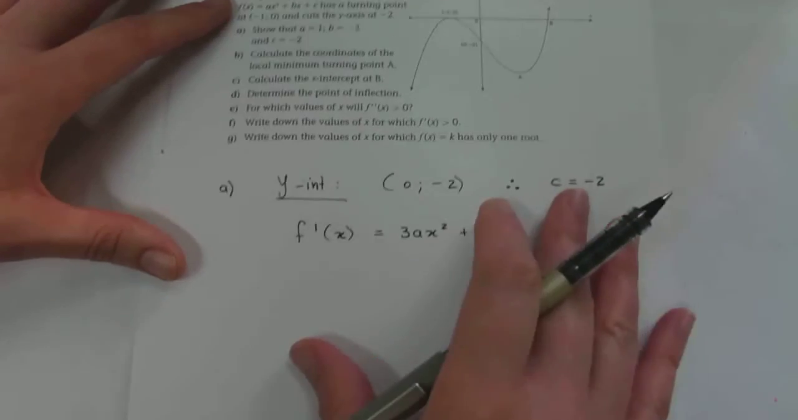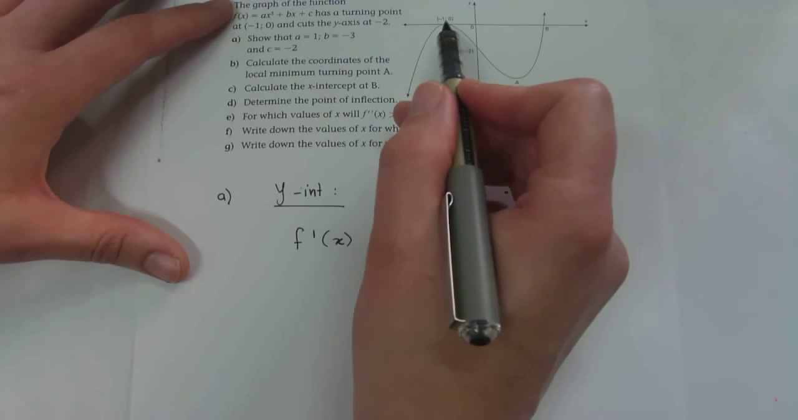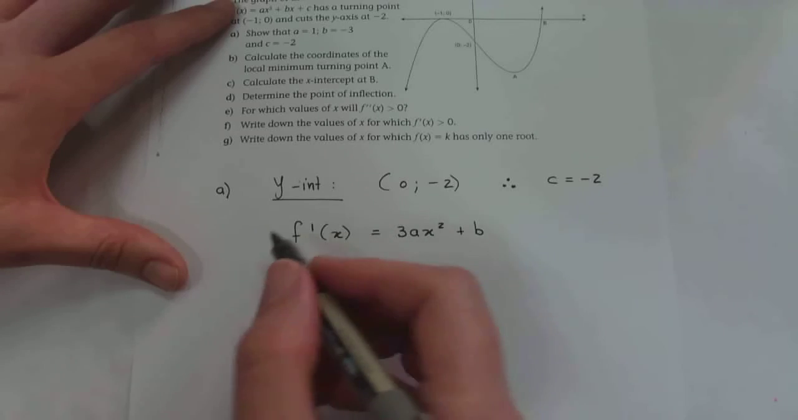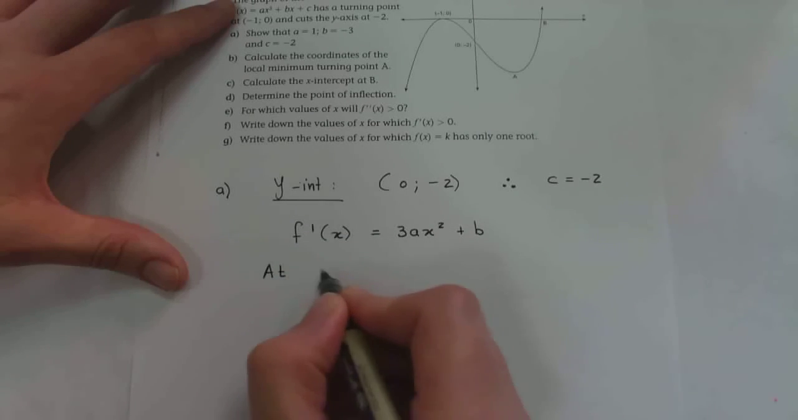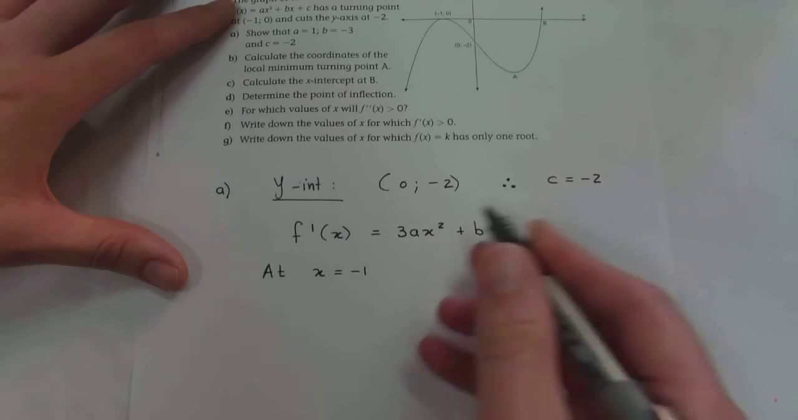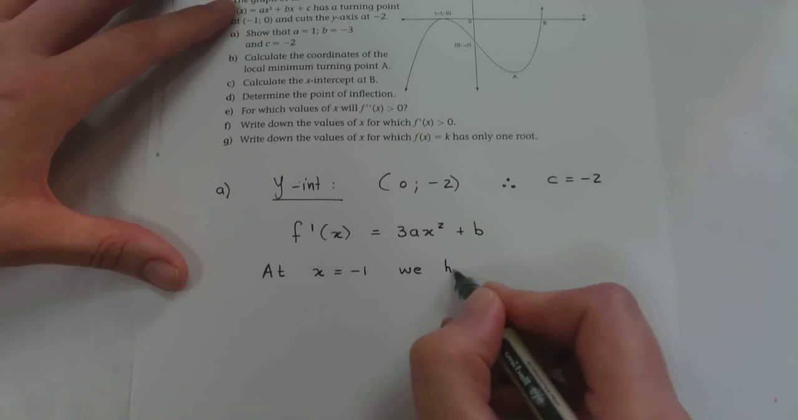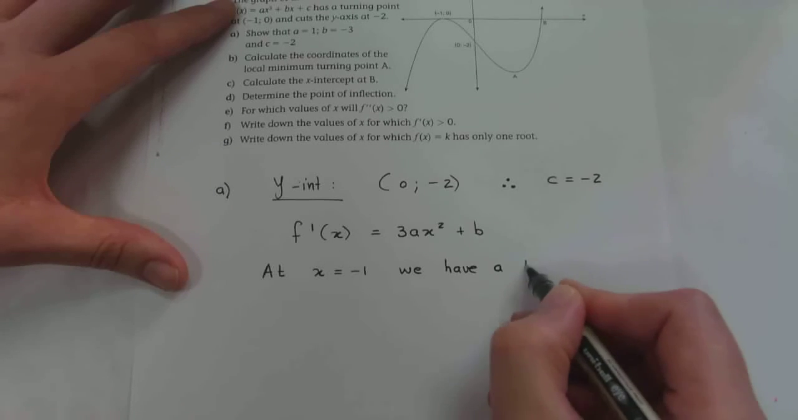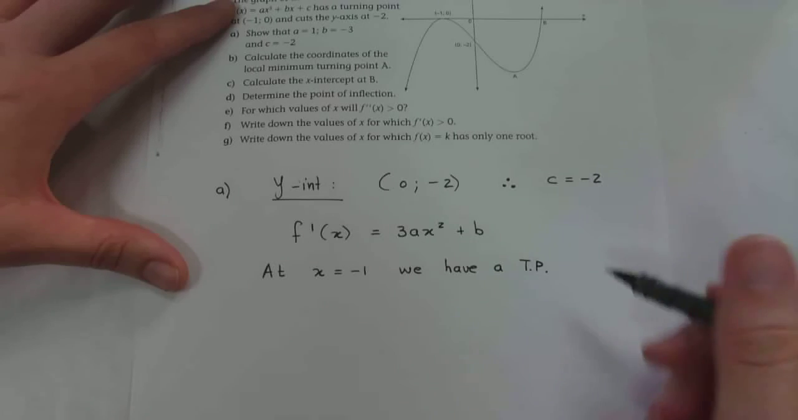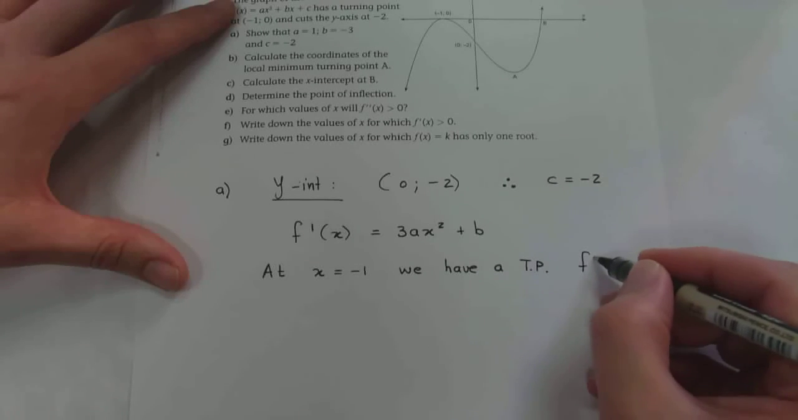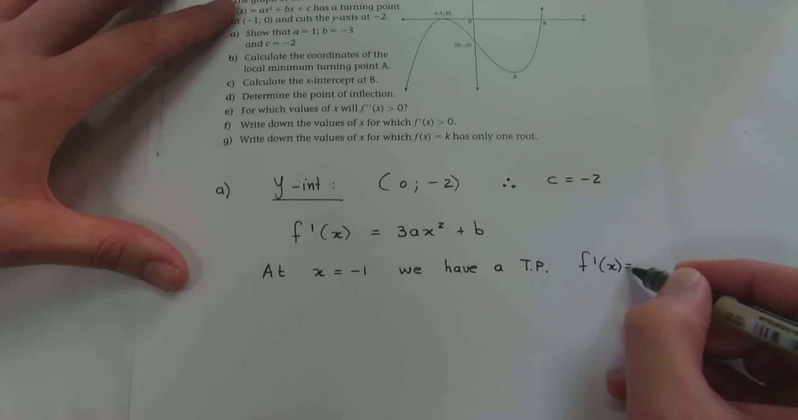Now, we have got one of the turning points, x equal to -1. So I'm going to write it down. At x equal to -1, we have a turning point. Now, I want to remind you again, at a turning point, the first derivative is always equal to 0.